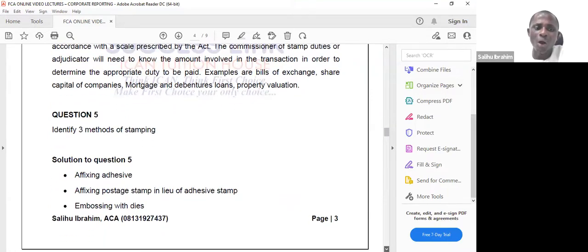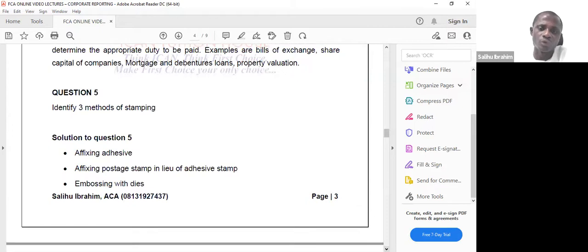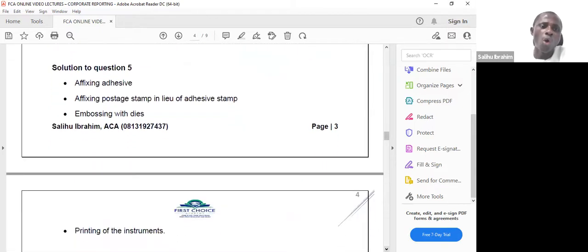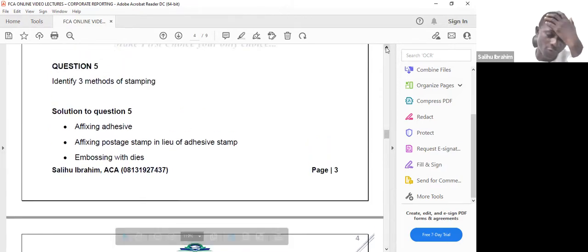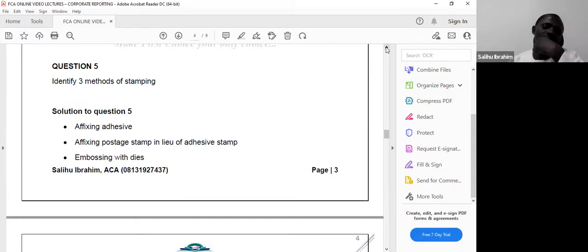Question 5. Identify 3 methods of stamping. When we say stamping, we have various ways by which an instrument can be stamped. What are these ways? Number 1, affixing adhesive. Adhesive simply means gum. I think I can still remember that from my introductory technology.